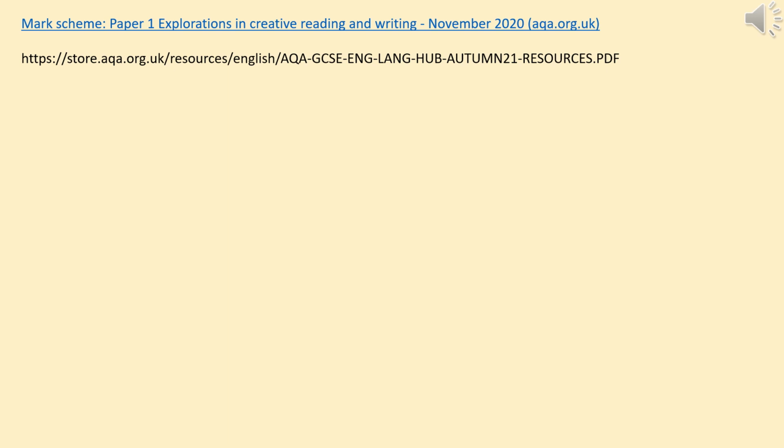This is the address of the resource for this paper, The Silk Factory from AQA. It's actually really easy to find the papers. You can just literally Google AQA, The Silk Factory, insert, exam paper, Markscheme. They're all easy to find.